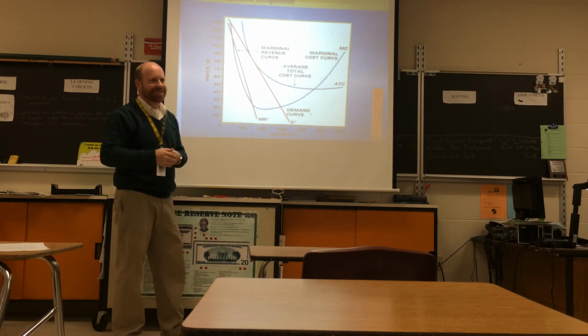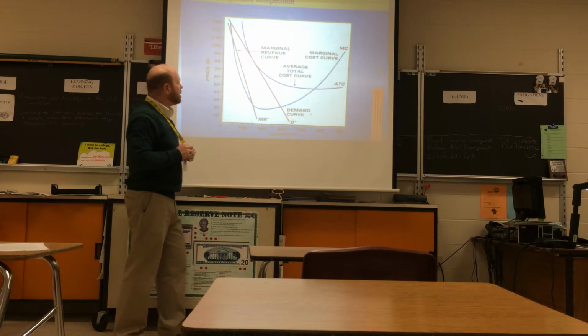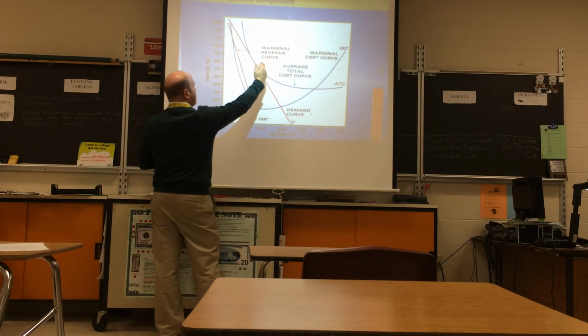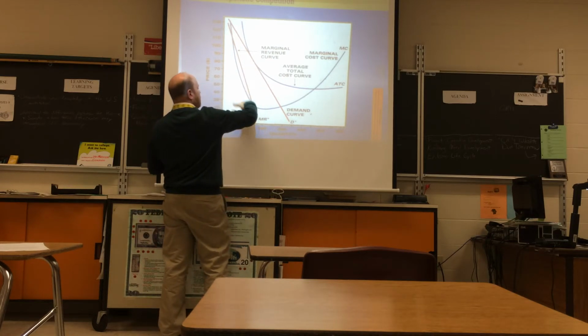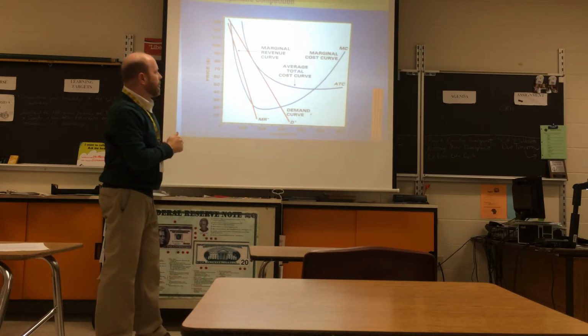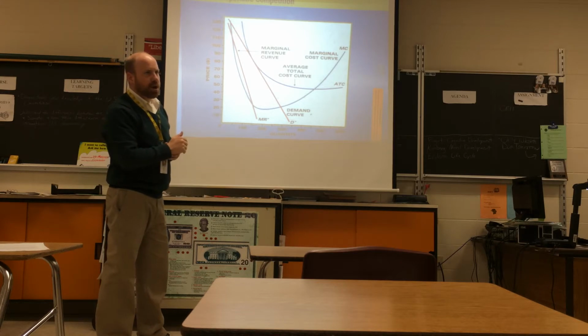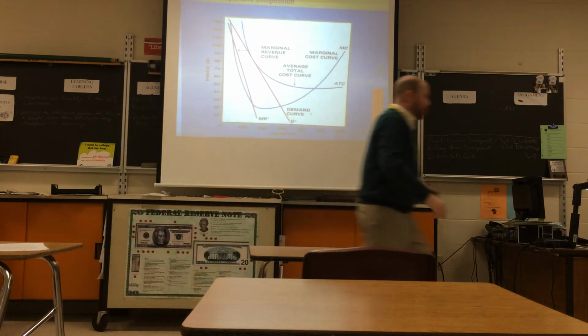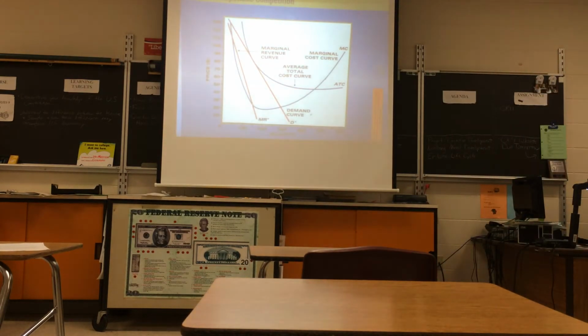Wait, why did profit go away? Profit went away because before, your demand curve was out further, which means that you were able to get a higher price for your product. And there was a distance between the demand curve and the average total cost curve, which tells us about profit.